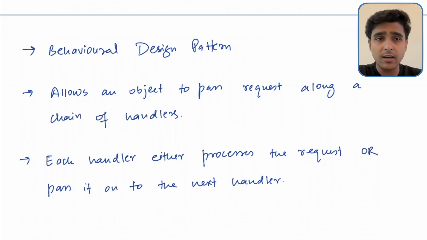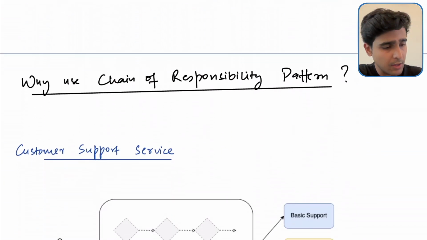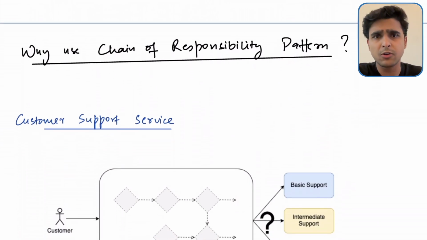For the chain of responsibility, it allows an object to pass a request along a chain of handlers. Right now you may not understand what a chain of handlers is, but basically each handler can either process the request or pass it to the next handler. So we will first understand why we need all of these handlers, and then how we achieve it. Now let's start with why use the chain of responsibility pattern.